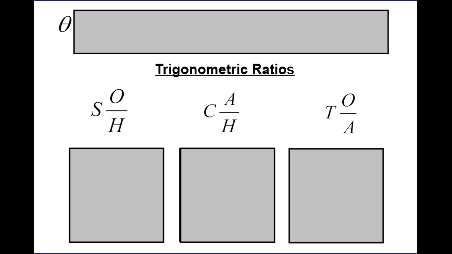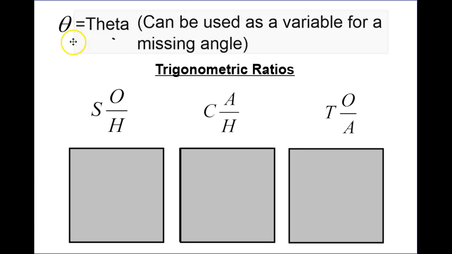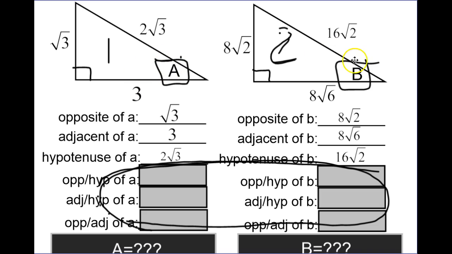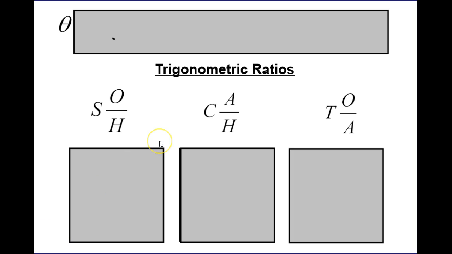That's going to lead us to talk about what's called a trigonometric ratio. A side vocabulary note is that the symbol theta, which you will see during this lesson, can be used as a variable for a missing angle. So if we don't know what the angle is, instead of calling it A and B like we did in our warm-up, we could use the theta symbol instead, which is what we'll be doing in future problems. There are 3 ratios that we're talking about.